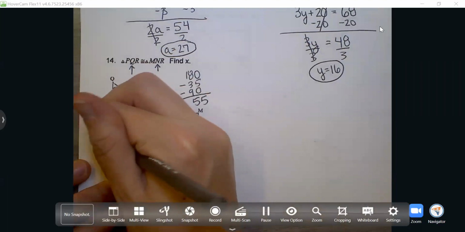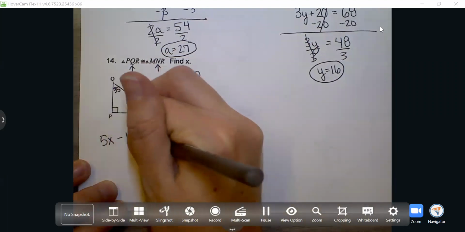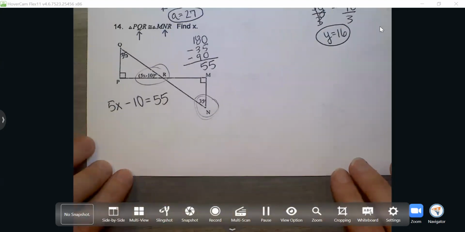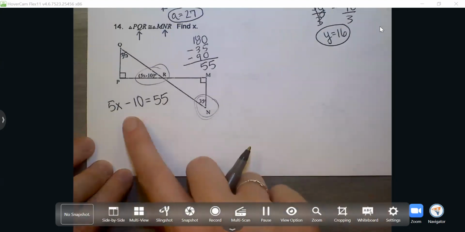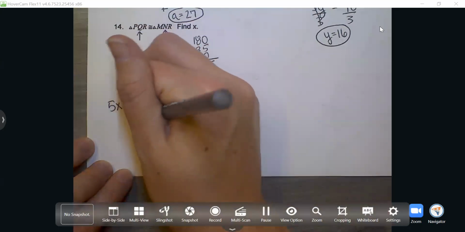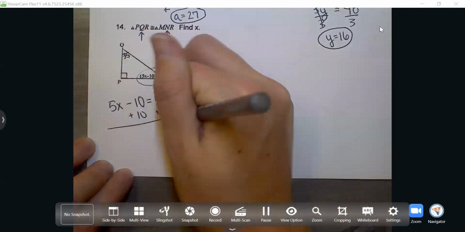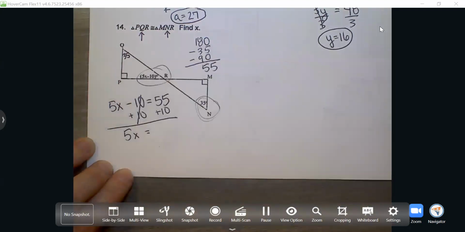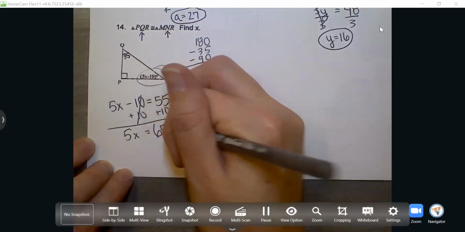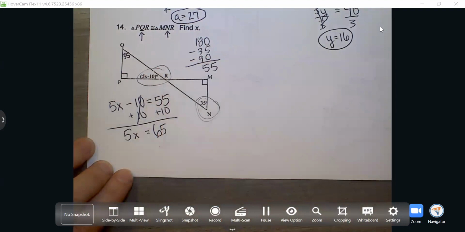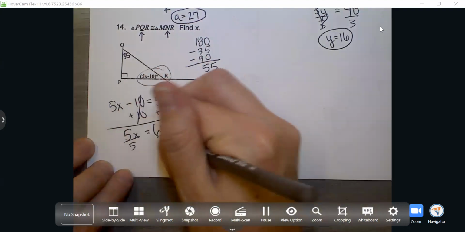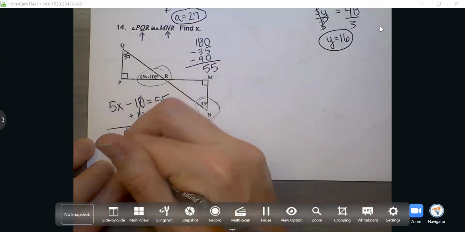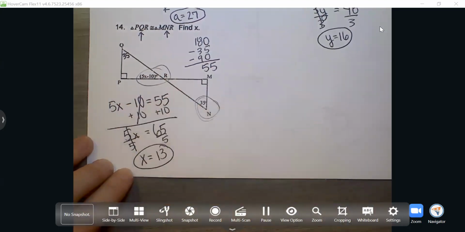So 5x minus 10 equals 55. That's the equation I need to solve. So I'll add 10 to both sides. And I get 5x equals 65. And then when I divide by 5, I get x equals 13 as the final answer.